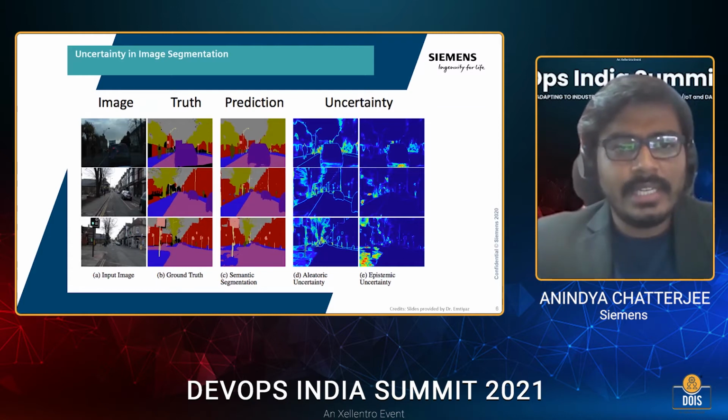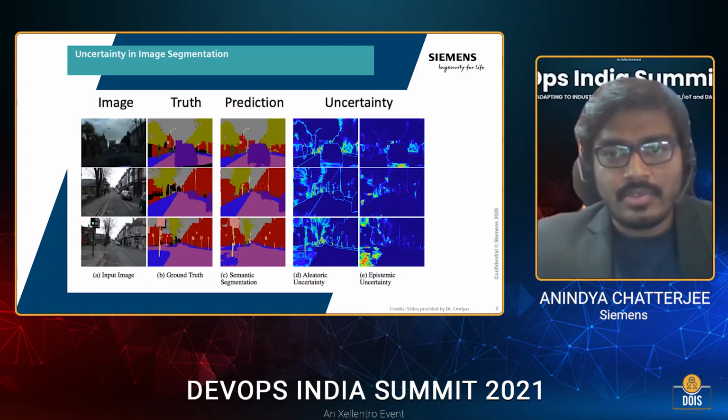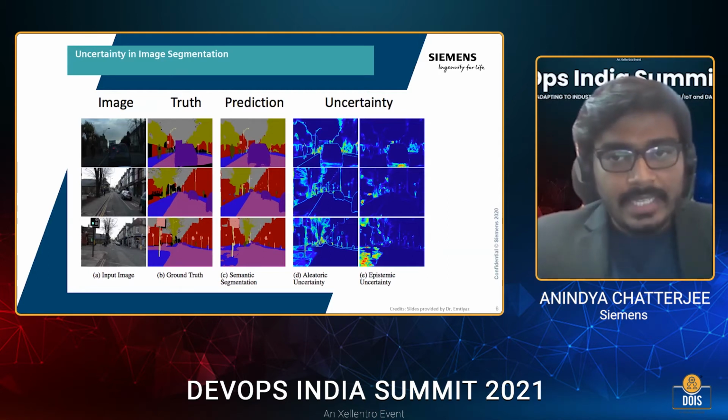As you can see, this is what an uncertainty looks like. If you see the last two columns right here, these are mainly what uncertainty looks like. At a high level, there are two types of uncertainty: aleatoric and epistemic uncertainty. We'll talk in more detail about the two in later slides.